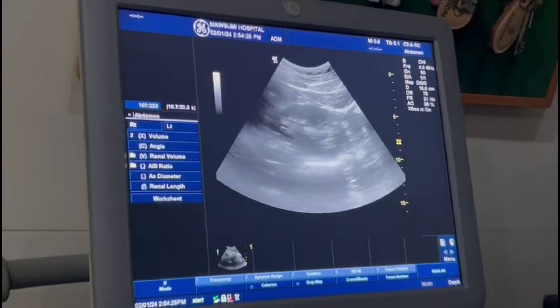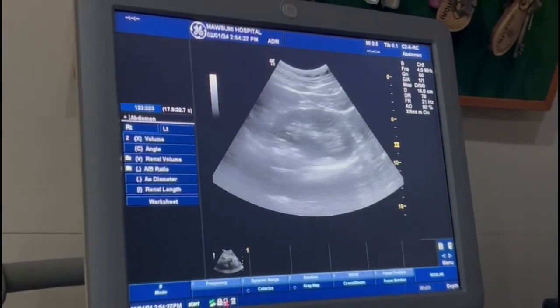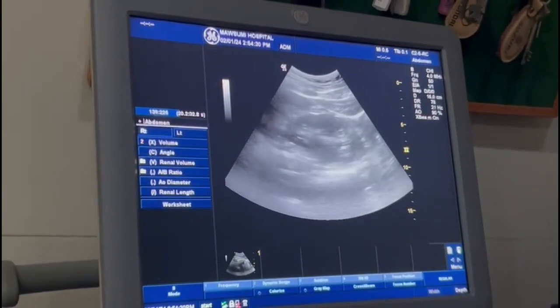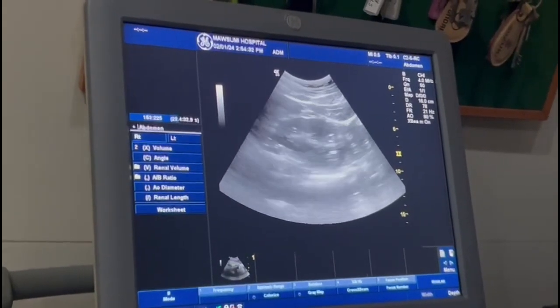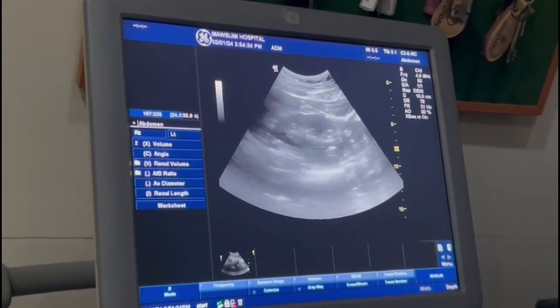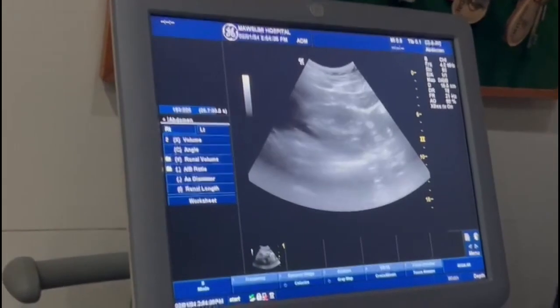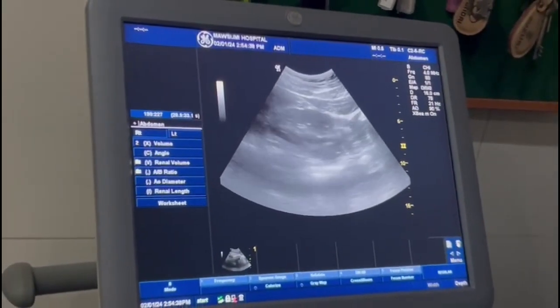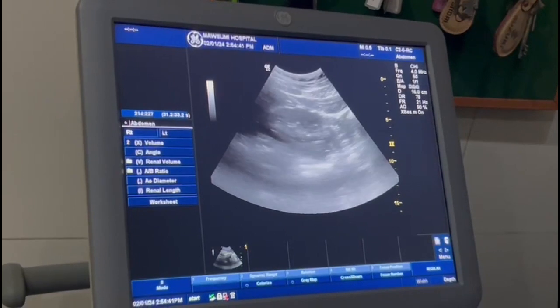See, patient has complained of pain. Patient has complained in the left loin. We are seeing 2-3 stones here. Stones.